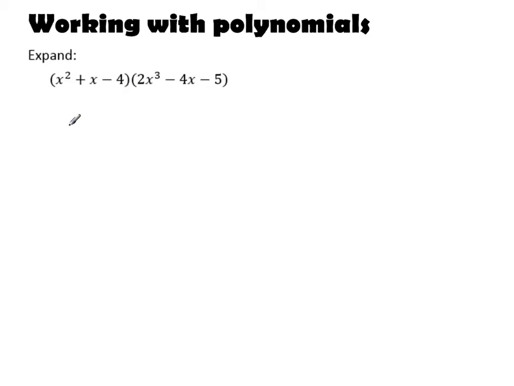So this times this is going to give me 2x to the power of 5. And now the next one. The next one's going to be this thing times this thing. So you're going to get minus 4x cubed. And now minus 5x squared. And I just carry on doing this.